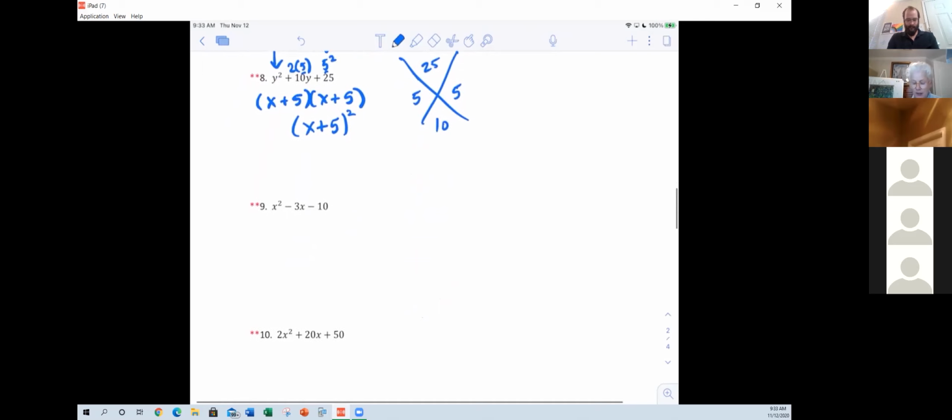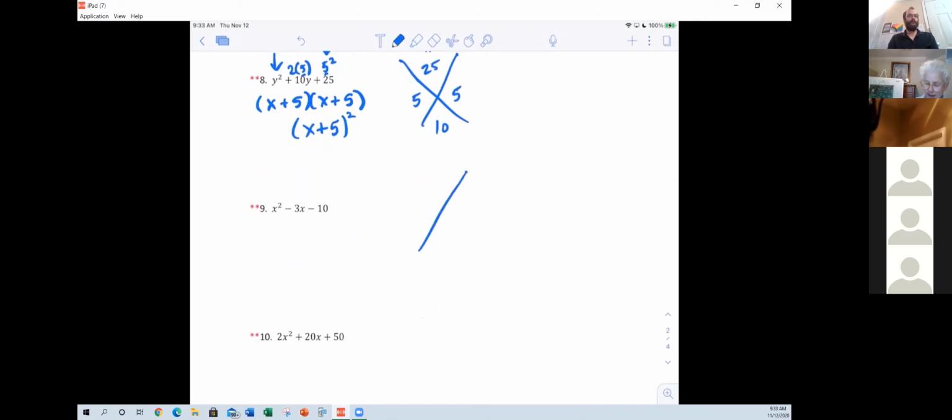Okay, so number 9, we need two numbers that are, see, I think that the book is actually being pretty nice to you guys at this stage because most of this factoring is not gruesome. So I need two numbers that are going to multiply to negative 10 and at the same time add back to negative 3. 2, negative 5. Yep. 2 times negative 5 is negative 10. 2 plus negative 5 is negative 3. So this is just going to be x plus 2, x minus 5.